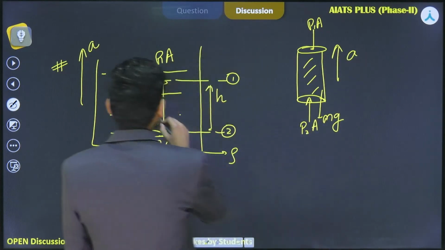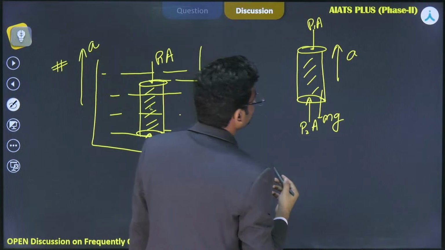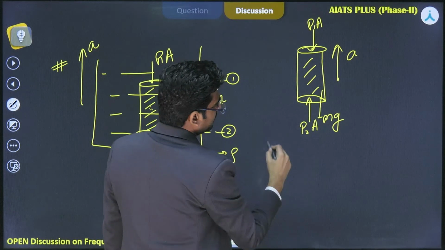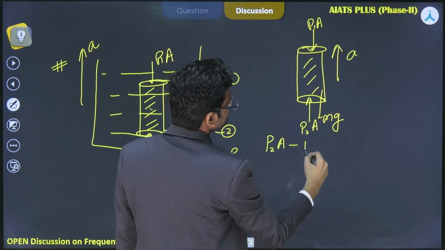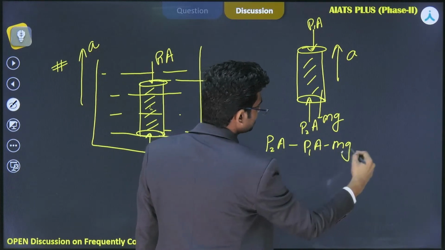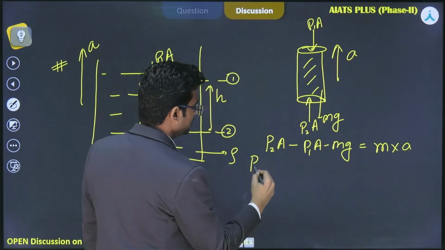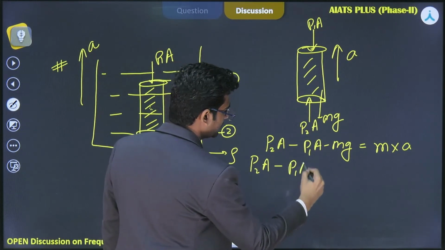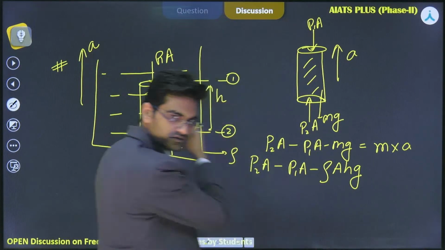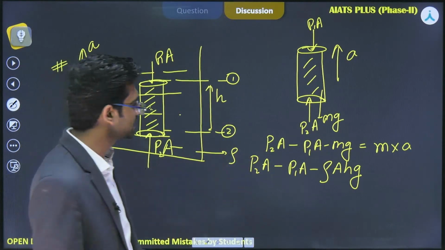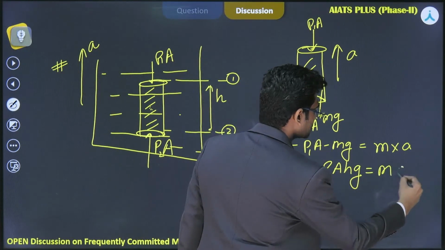So this hypothetical cylinder is also going upwards with the lift. What can I write now? Again, F net is equal to mass into acceleration, right? So P2A, the upward force, minus P1A minus mg. This is the net force, and it should be equal to mass into acceleration. P2A minus P1A minus m, which can be written as rho AH into g, is equal to mass into acceleration.